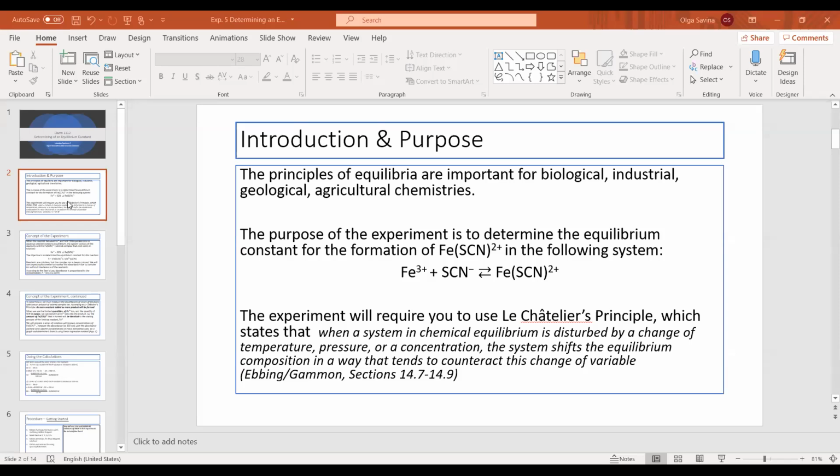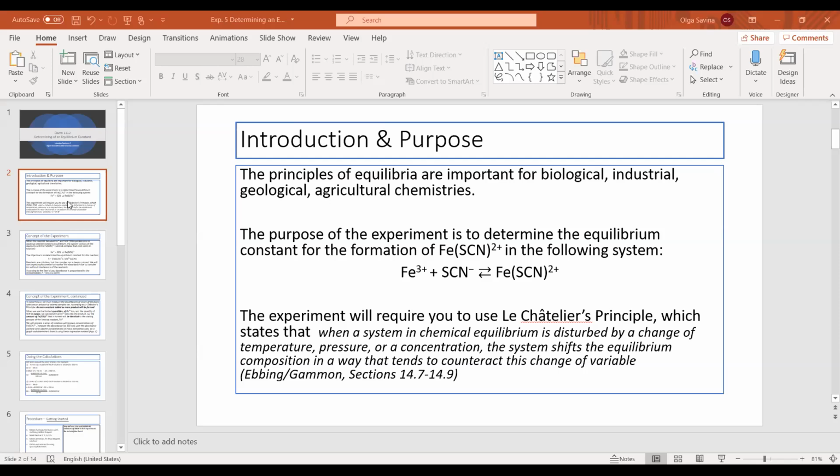The purpose of our experiment is to study the equilibrium system between iron 3 plus ion and thiocyanate ion with the formation of the colored complex iron thiocyanate 2 plus. We will study this system, and our goal is to determine the equilibrium constant.